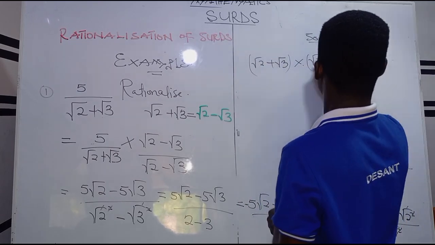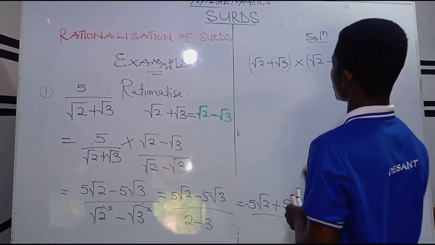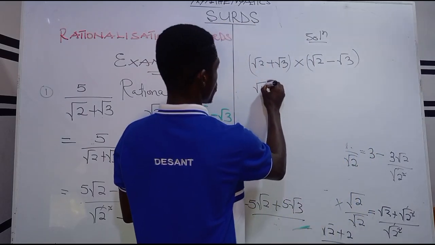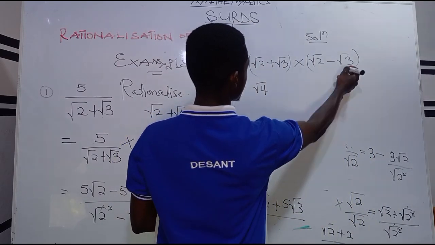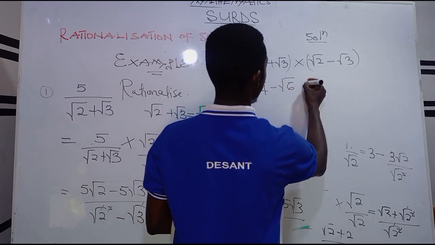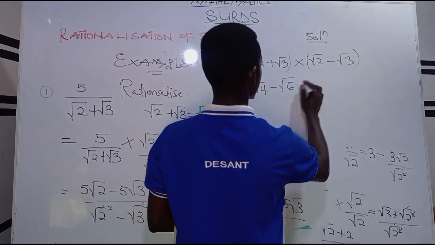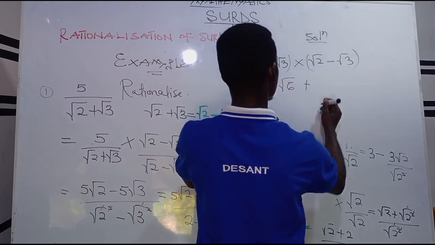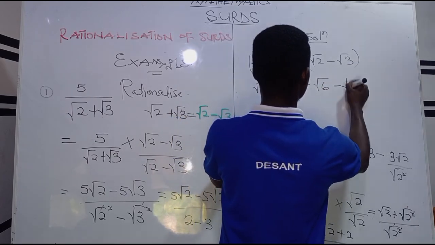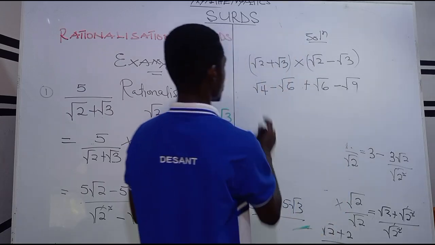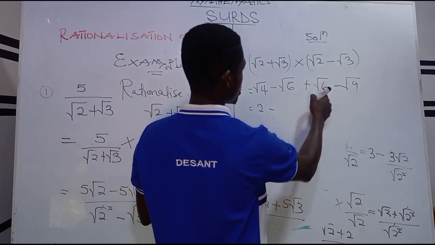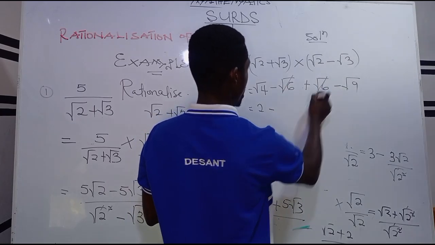So we have to expand the bracket. Root 2 times root 2 give us what? Root 4. Root 2 times minus root 3 give us minus root of 6. Then we have, plus root 3 times root 2 give us root 6. This time that will give us minus root of what? 9. Root of 4 will give us 2. This will give us 0, right?